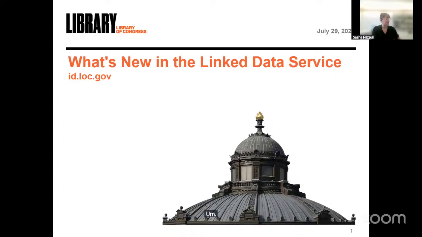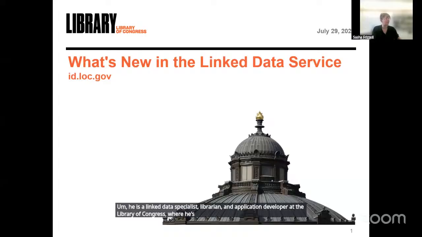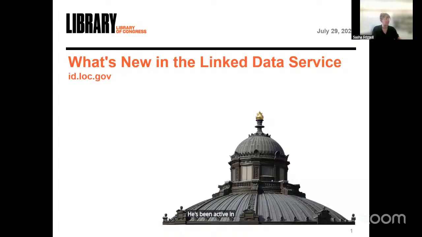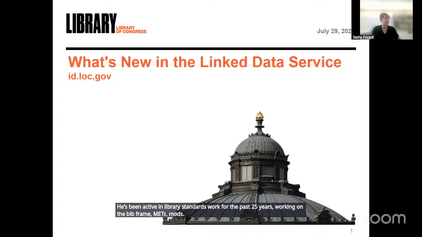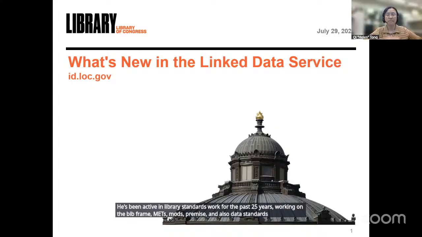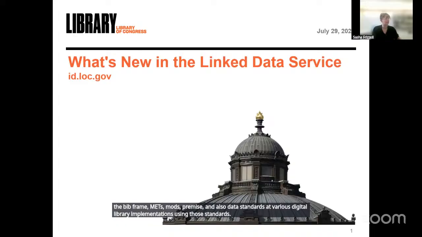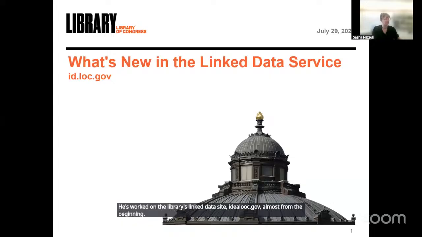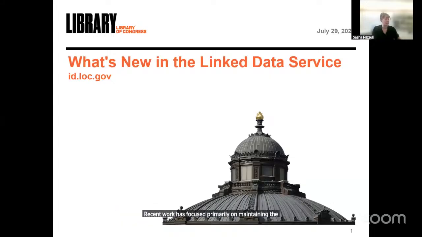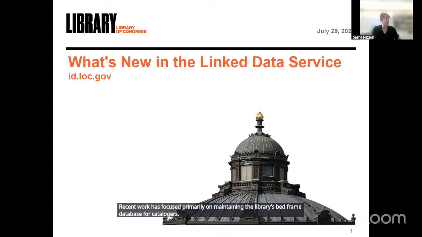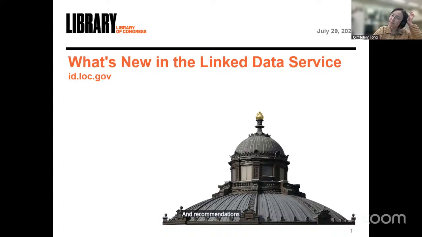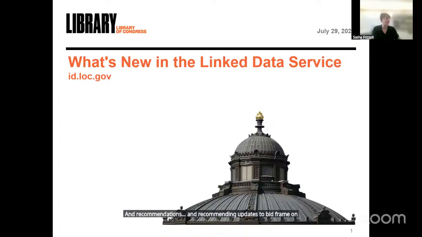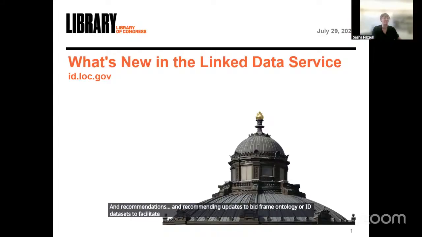We also have joining us Nate. He is a linked data specialist, librarian, and application developer at the Library of Congress, where he's worked for almost 34 years. He has been active in library standards work for the past 25 years, working on the BibFrame, METS, MODS, PREMIS, and Z39.50 standards, and various digital library implementations using those standards. He's worked on the Library's linked data site, id.loc.gov, almost from the beginning. Recent work is focused primarily on maintaining the Library's BibFrame database for catalogers, responding to cataloger search needs, and recommending updates to the BibFrame ontology or ID datasets to facilitate bibliographic description in a linked data world.